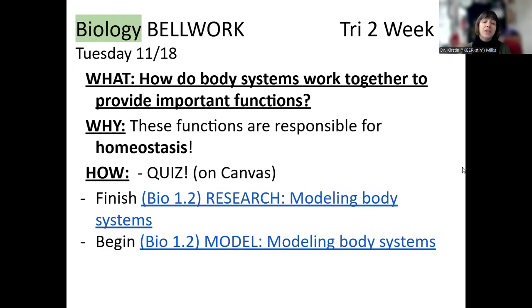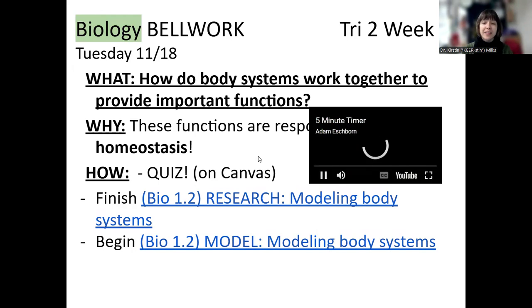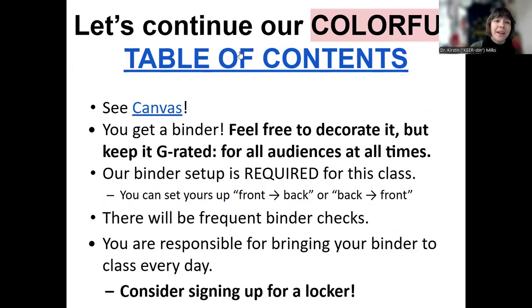And then today we finished the research modeling body systems and we began prepping for our model. So tomorrow I'm going to give you a big piece of paper, and you and your teammates, if you have them, are going to work together on that. So I've set a 5-minute timer so people could get themselves together, but you're not in class today.